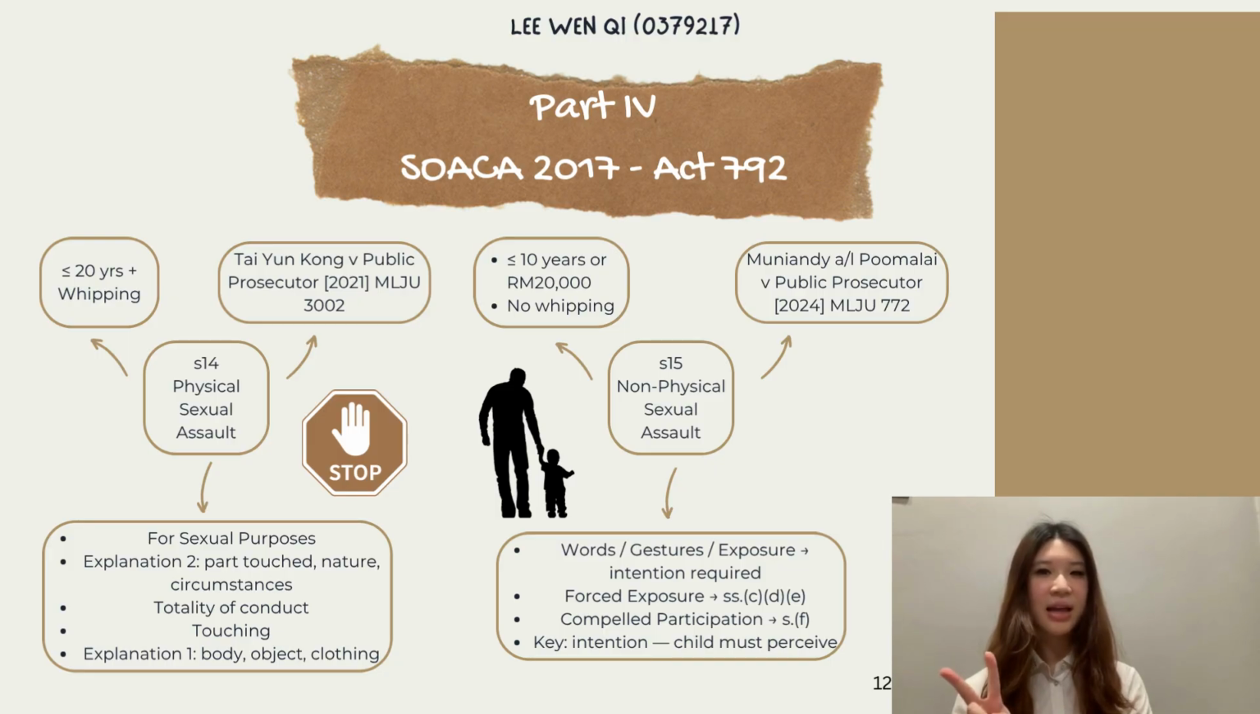The second category, under sections 15 sub C, D, and E, criminalizes engaging in sexual activity before a child, causing a child to watch sexual activity, or exposing a child to representations of sexual activity, including digitally. The third category, section 15 sub F, criminalizes making a child engage in sexual activity physically, verbally, or electronically. Courts again assess all surrounding circumstances. The punishment under Section 15 is imprisonment up to 10 years or a fine up to 20,000 ringgit or both.